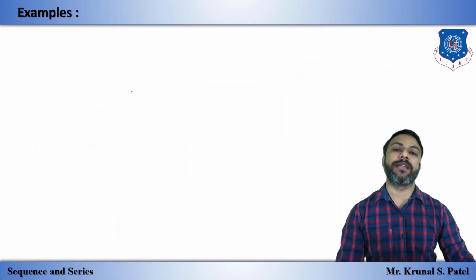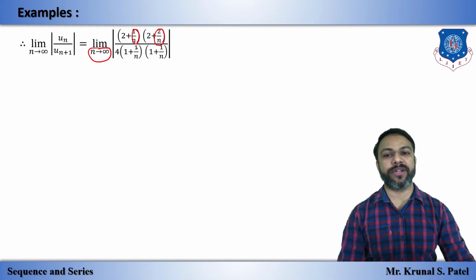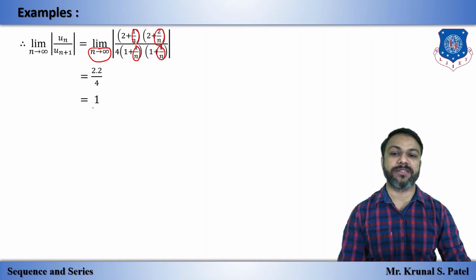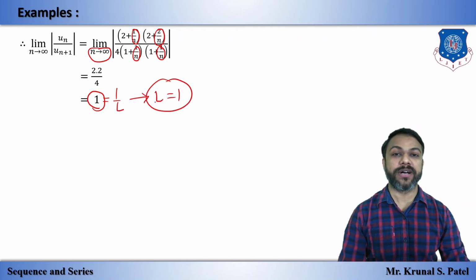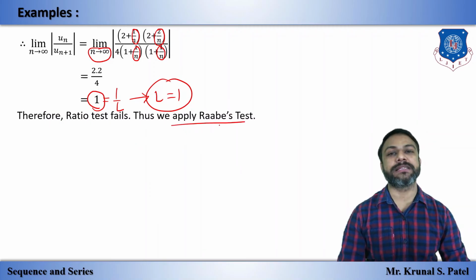Now we will apply the limit on both sides. By putting n equal to infinity, we know that this term is 0, something upon infinity is 0. So 2 into 2, 2 twos are 4, and 4 into 1 into 1, that is 4. 4 cancels out, and we have the answer 1. This is our 1 by L. So L is also 1, and as we said in the ratio test, if L is 1, then the test fails. So we will apply the Raabe test.